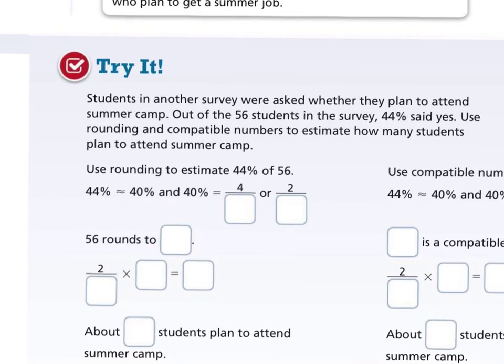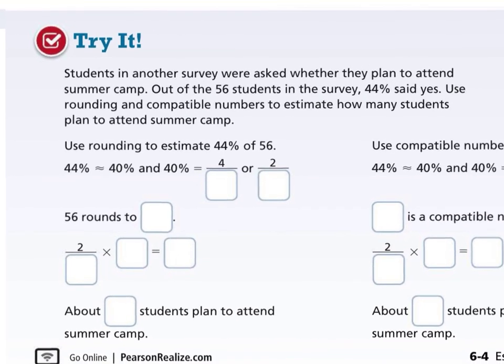So if we look at the try it, students in another survey were asked whether they plan to attend summer camp. Out of the 56 students, 44% said yes. Use rounding and compatible numbers to estimate how many students plan to attend summer camp. Compatible numbers, they mentioned it a little bit on the top of the page. Compatible numbers are numbers that work well together. So like if you're doing stuff with fractions, they're numbers that would be able to be reduced or be able to be divided nicely with each other.